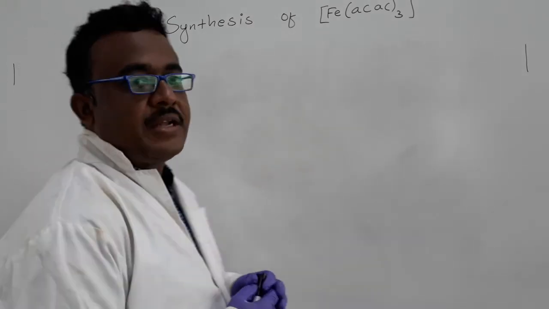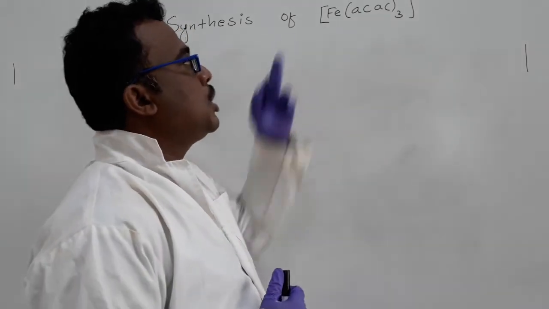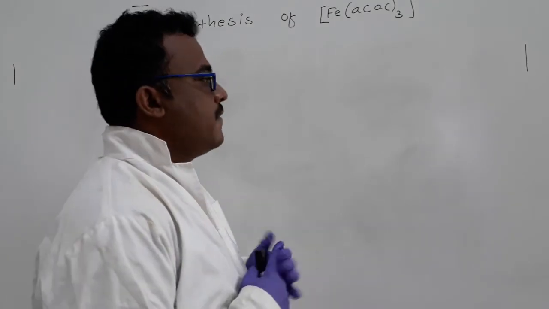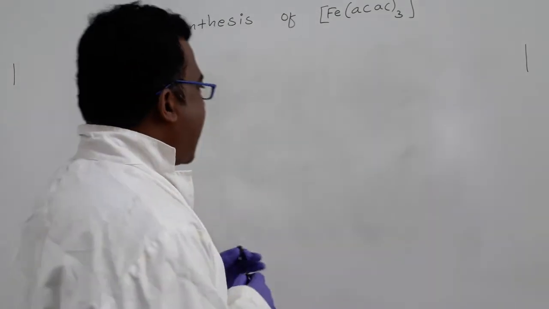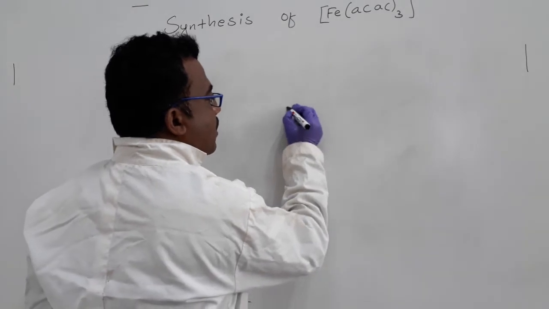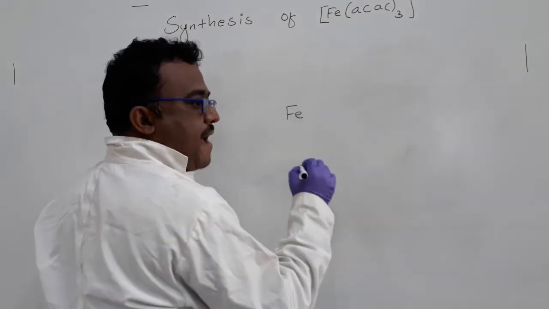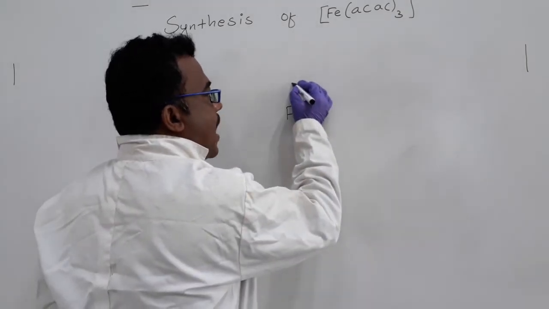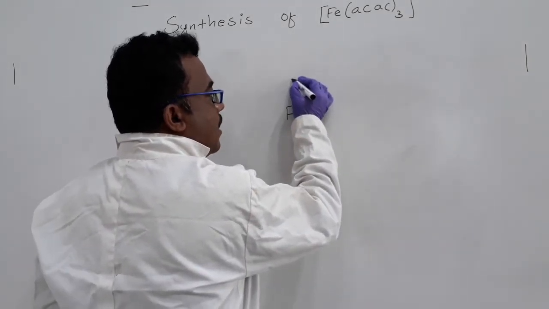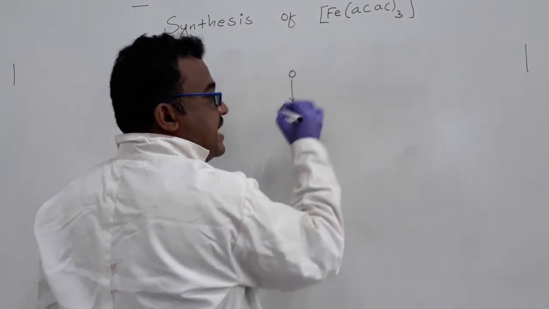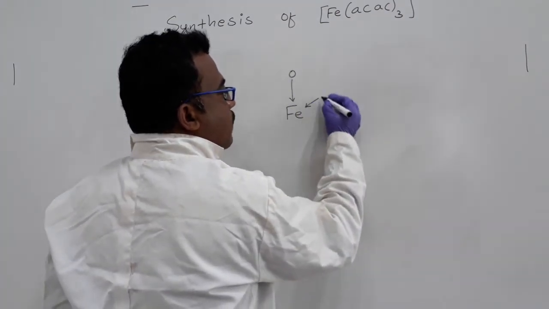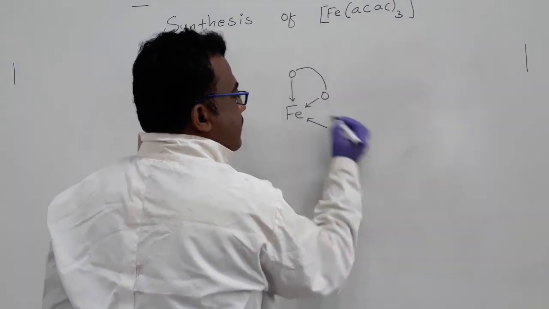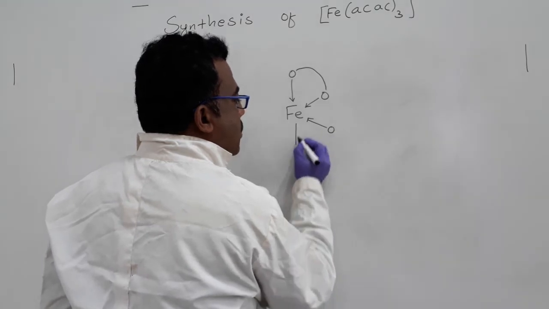Now I would like to discuss the stereochemistry of the tris(acetylacetonato)iron(III) complex. We already know that a system in which three bidentate ligands coordinate to an iron atom, or any metal atom, to form an octahedral complex has a stereocenter.